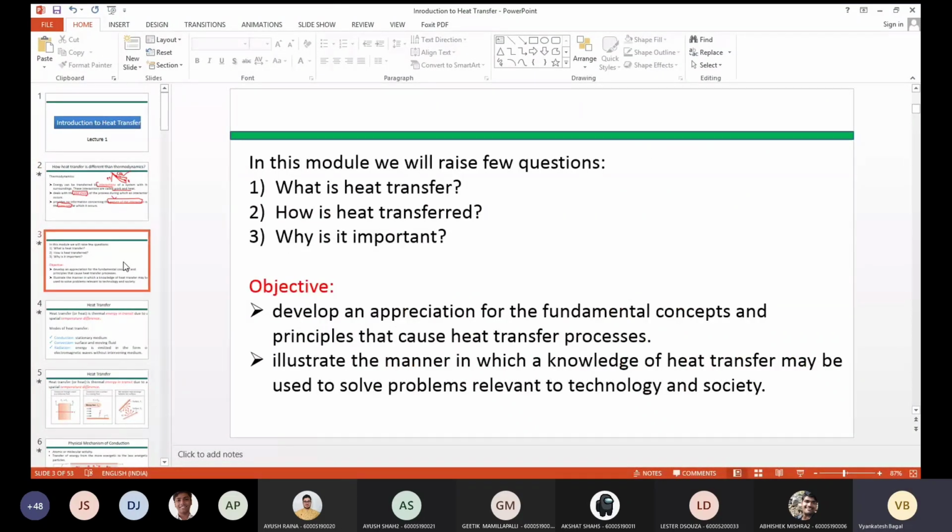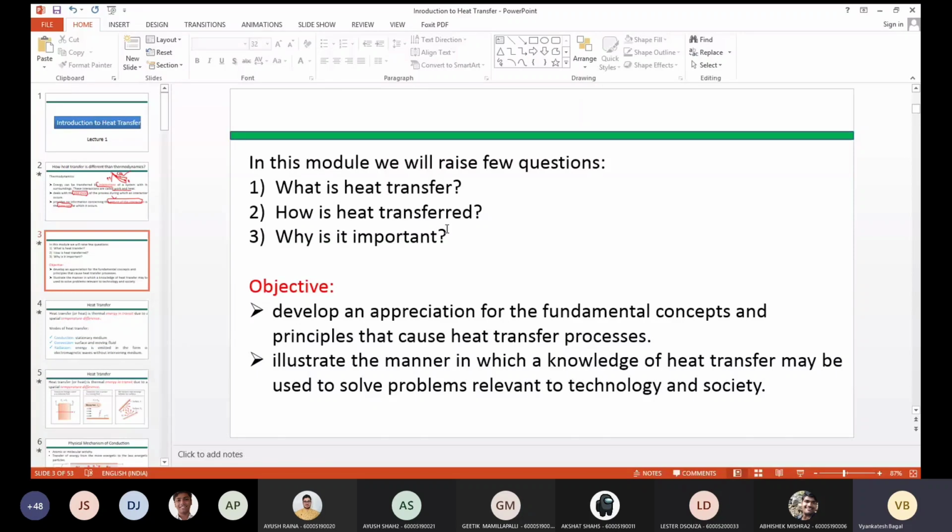Now without going into the PowerPoint presentation, I'm just going through the slide. Throughout this module, we'll ask these three questions to ourselves. What is heat transfer? How does heat transfer take place, or how is it transferred? And why is it important to study heat transfer? These three questions we'll try to address. And while addressing these three questions, we will ask these two questions to ourselves.